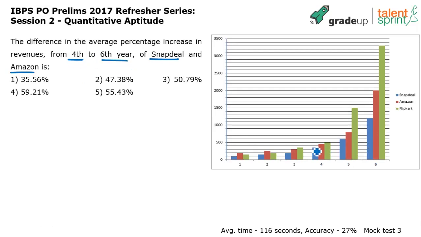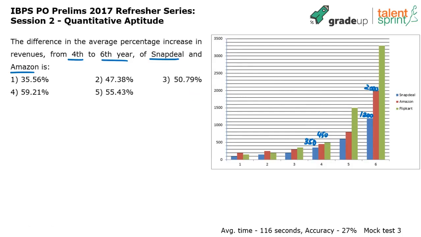Now what is the value of Snapdeal in 4th year? I think it is 300 and then 350, right? 350. How about Amazon? Amazon is 450, right? Amazon is 450. Then in 6th year, what are the values? In 6th year, I think Snapdeal is exactly in line with this 1200, right? So it is 1200, I guess. And Amazon is what? I think Amazon is 2000, right? Amazon is 2000. I mean, that's what you will have to do in the exam also, right? Try to meet the y-axis there.